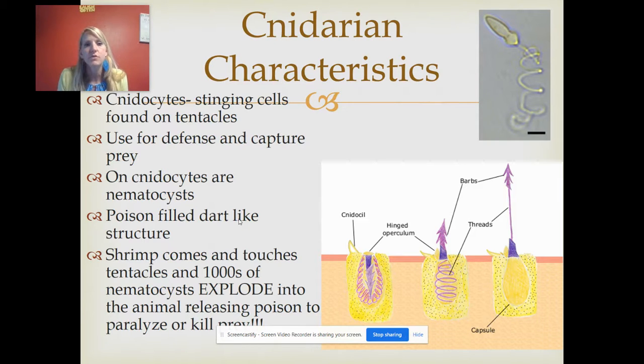On their cnidocytes are nematocysts, and nematocysts are the poison-filled dart-like structures. So basically what happens is, let me see if I can do this. Something swims by and it triggers their cnidocyte, and the nematocysts release it. I'm gonna see how I can do that. It's not gonna work because I don't have it tied to it. I have this marker and this string at school, but I don't have them up. So the poison-filled dart paralyzes it.